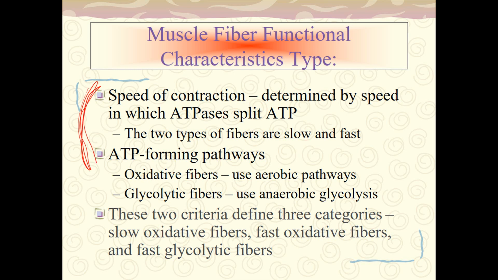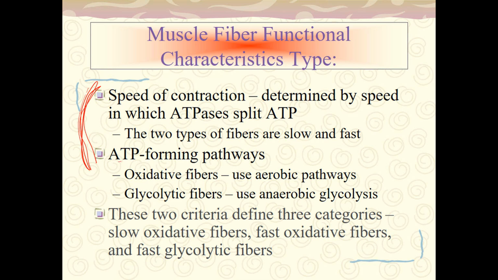It's determined by the speed in which ATPase, that's an enzyme that splits ATP. We have two types, slow and fast. Not trying to be funny here. Fast will split ATP quickly. Slow is slow. So that's how quickly they will burn through ATP. Fast does it fast, slow does it slow. So that's how quickly they use it.